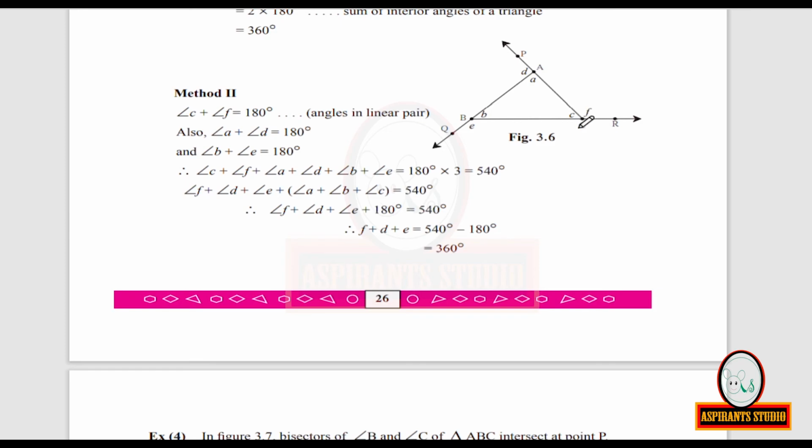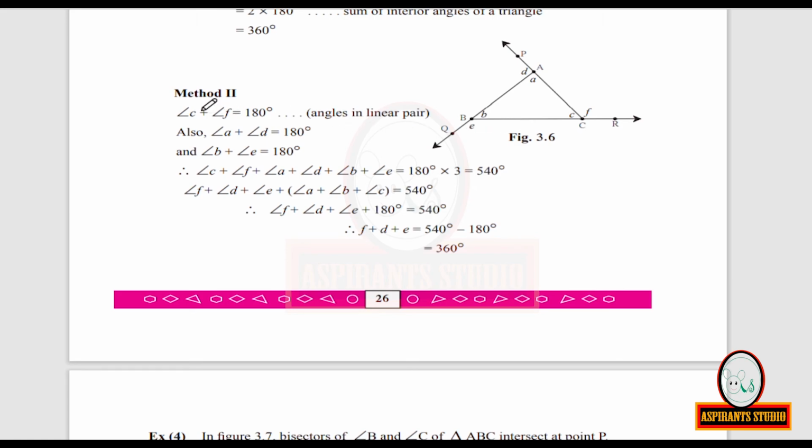Angle C, this angle is angle C and this is angle F. So measure of angle C plus measure of angle F is equal to 180 degrees. Angles in a linear pair. Similarly, here we get measure of angle A plus measure of angle D is equal to 180 degrees. Angles in a linear pair. Angles formed in the same straight line. Now, angle B plus angle E is equal to 180 degrees. Angles in a linear pair.